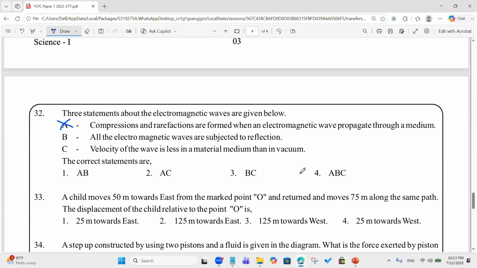All electromagnetic waves are subjected to reflection. It can be, no? It's okay, because those waves are reflecting. A hot water bottle is an example of that. Here this is about electromagnetic waves. Normally, think about light waves when they strike a plane surface, so it reflects. Heat waves are also electromagnetic waves, right? They are also reflected.